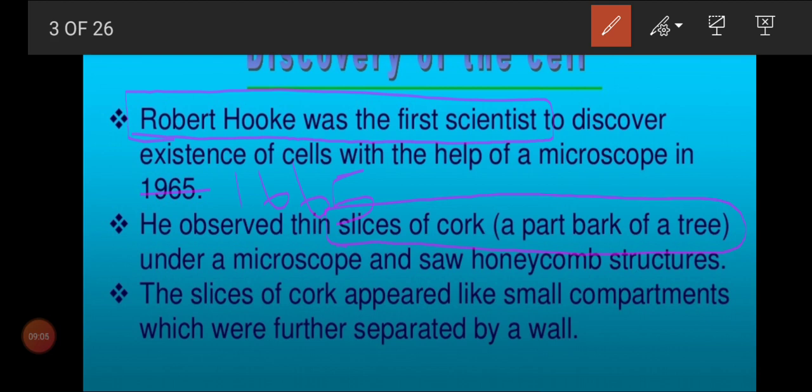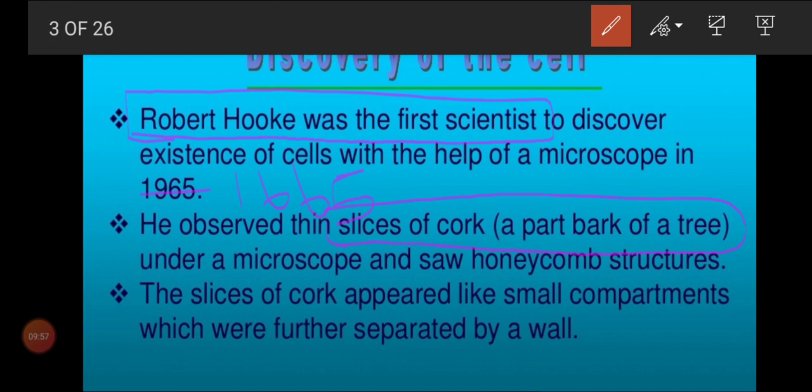And if you take the bark of the tree and make small slices, we can see cells with the help of a microscope. So in 1665, Robert Hooke discovered the cell with the help of cork. Cork is nothing but part of the bark of a tree. Under a microscope he saw a honeycomb structure, all small box-like structures, and he called all those small boxes or small little rooms cells. So now you want to remember who discovered the cell? Robert Hooke. In which year? 1665. And he used what part of the plant? He used bark, that is the bark of the tree.